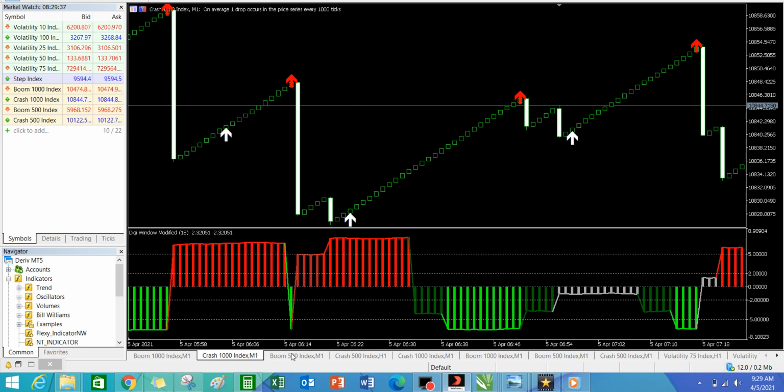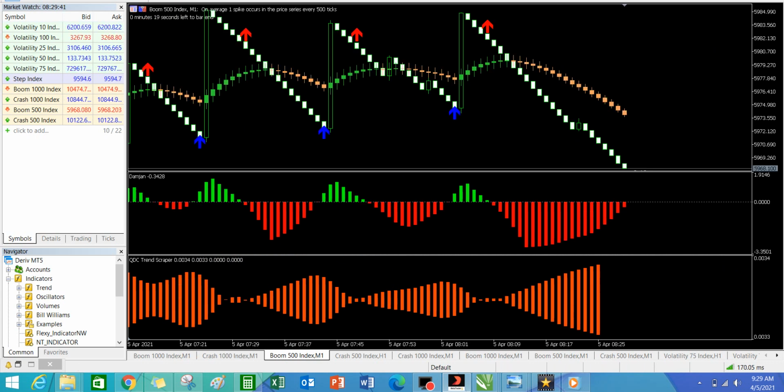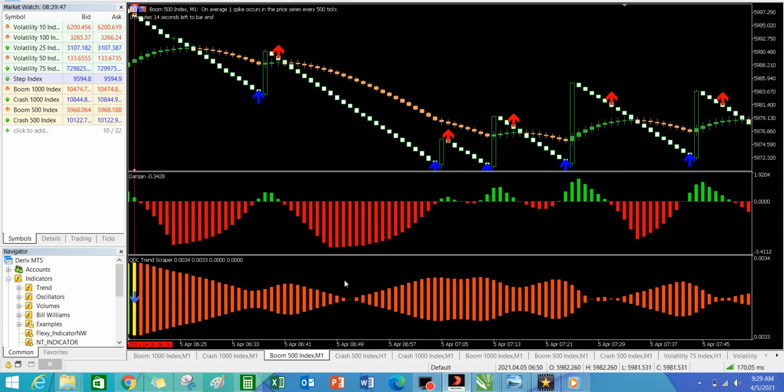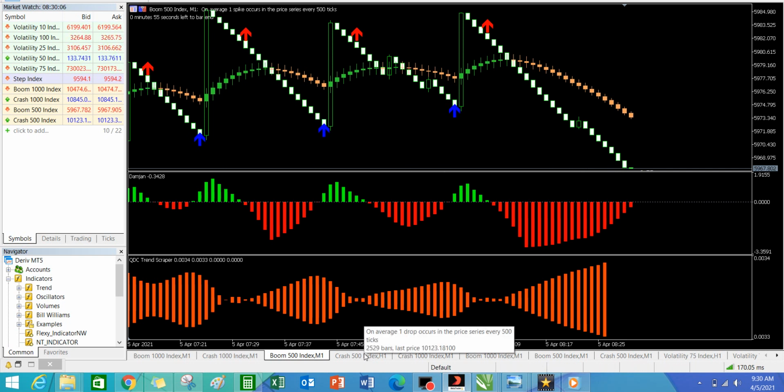Let's check out what is happening with Boom 500. I'm using the QDC scraper indicator here. At the moment it is on downtrend, there is no doubt about it. Once you see the trend on down, then definitely it is on downtrend. This particular support was tested several times, but this time around it has been broken fully and it is going down on full downtrend. If you are using this indicator, I know you will be milking the market right now.